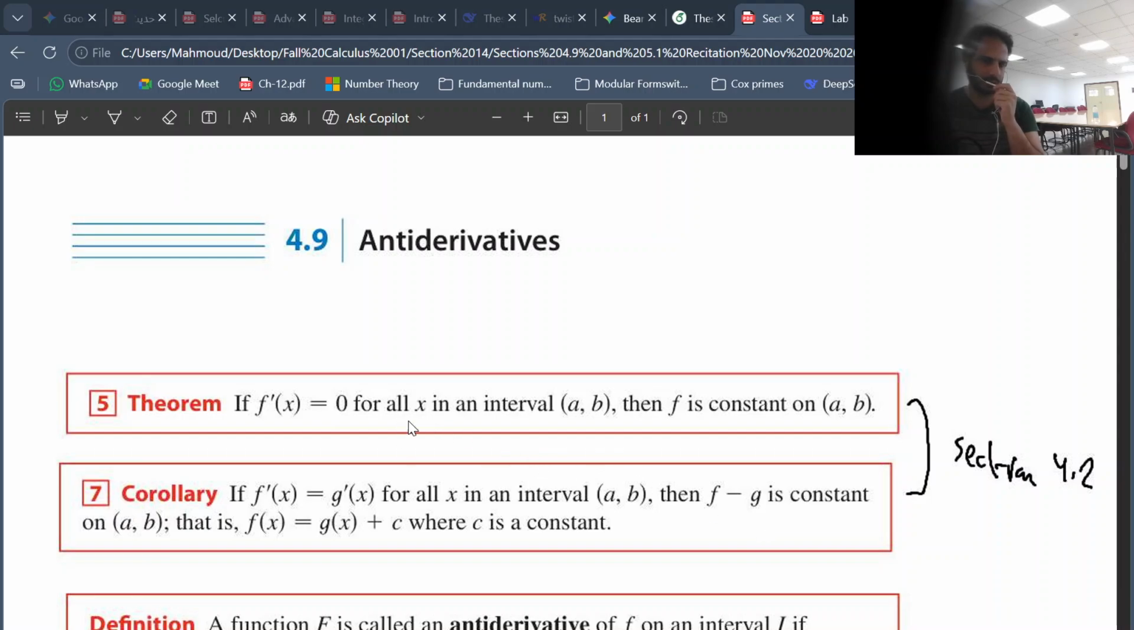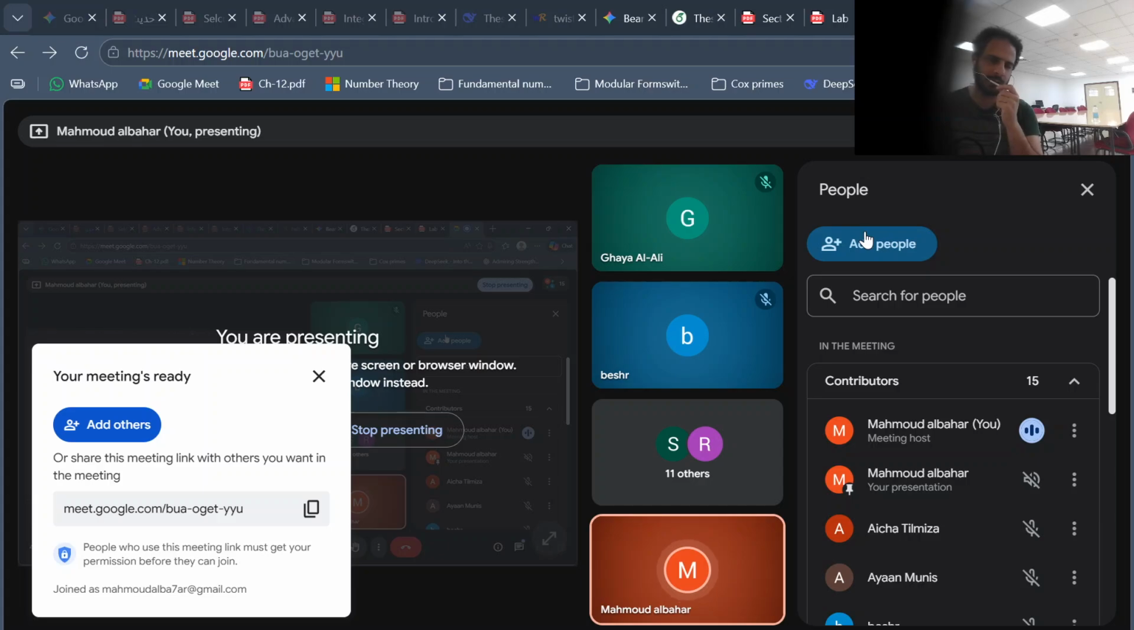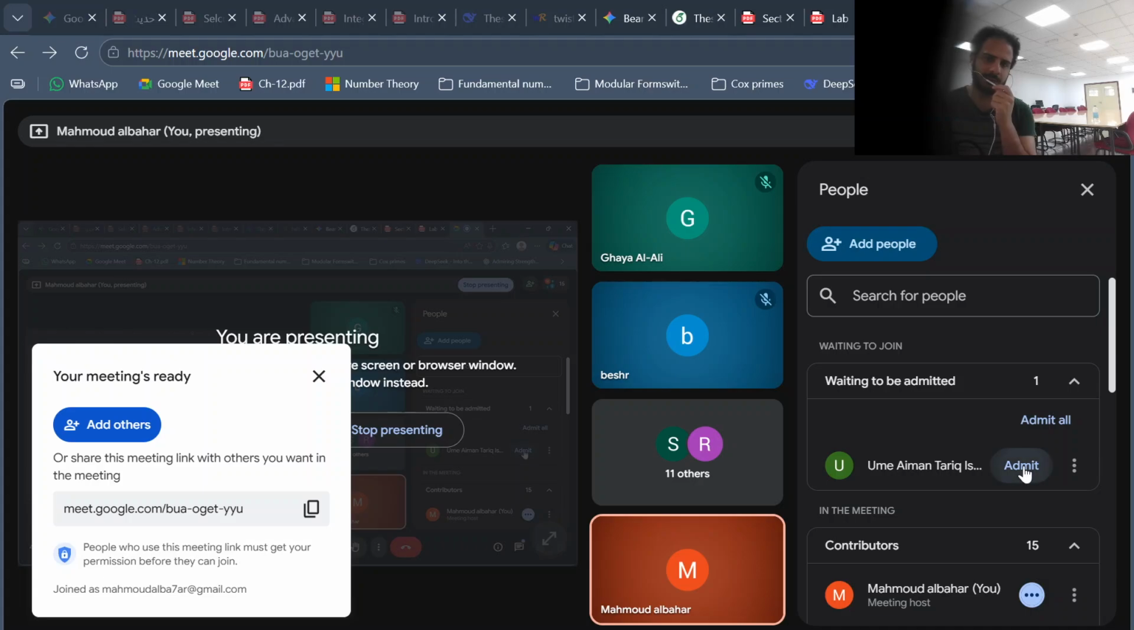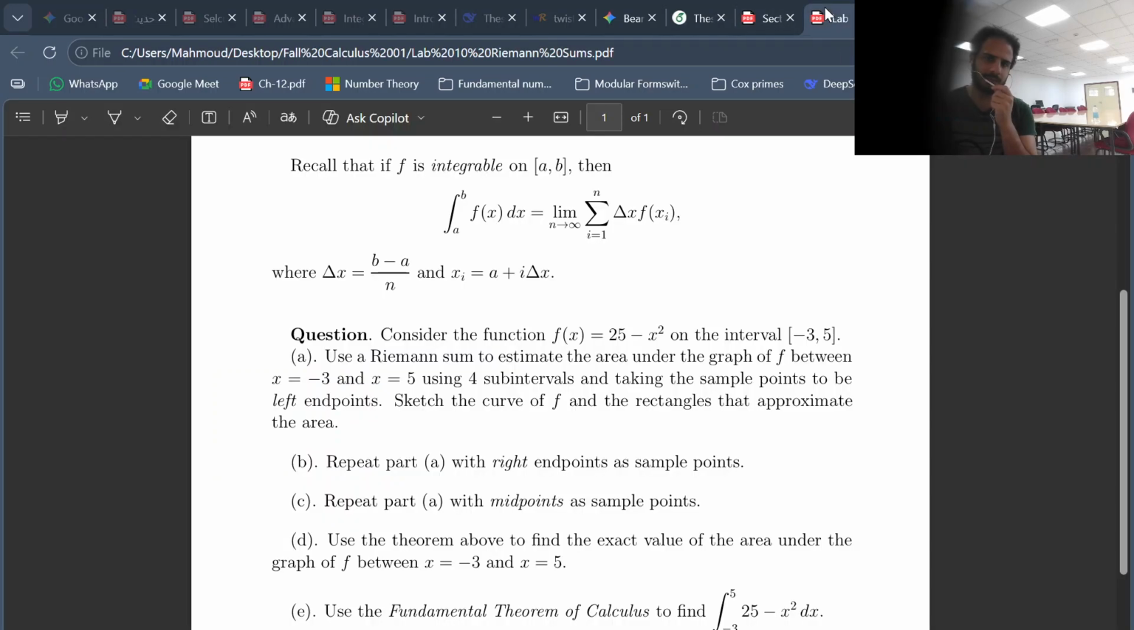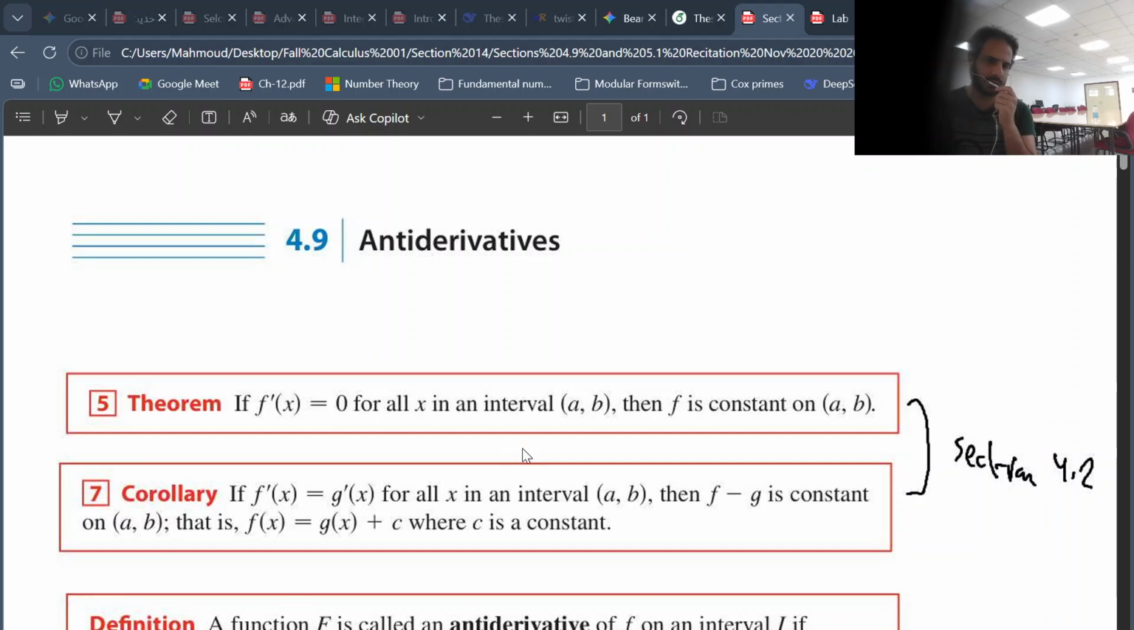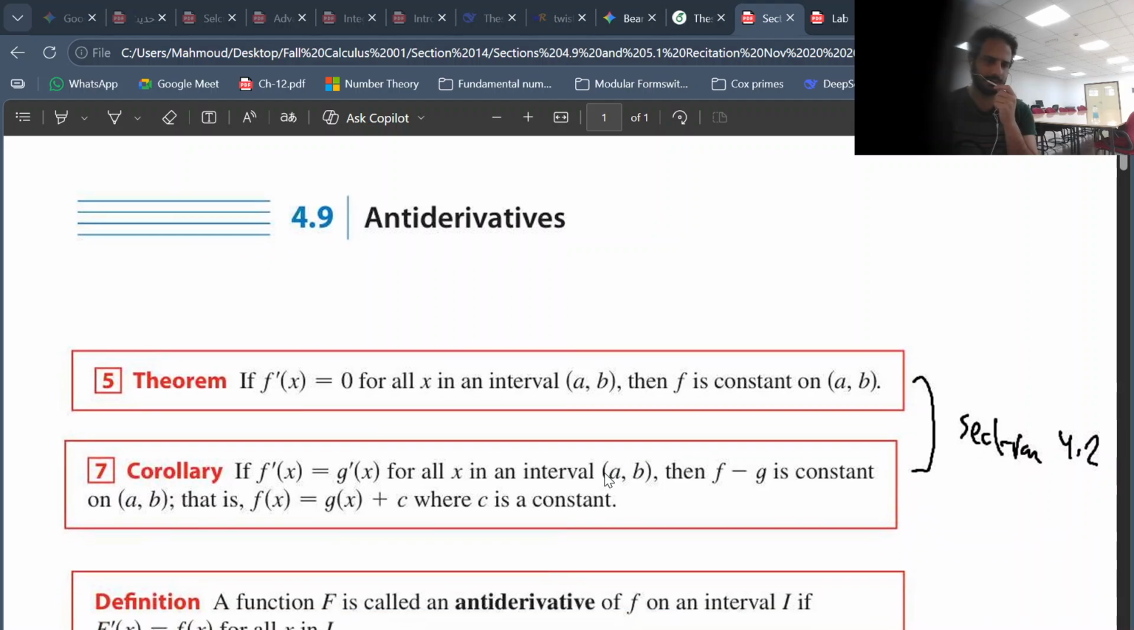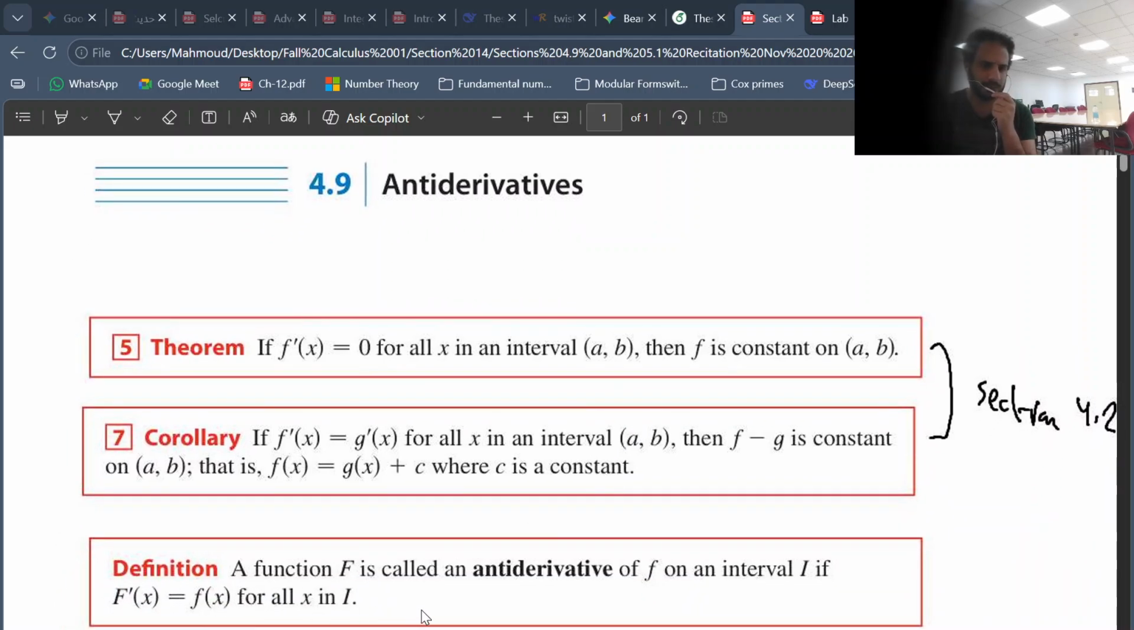I wanted to remind you about these two theorems. Why? What do you think? Because, you know, when you integrate, you add a constant, right? These two theorems are the reason why we add a constant, okay? Let's see the definition of antiderivative.